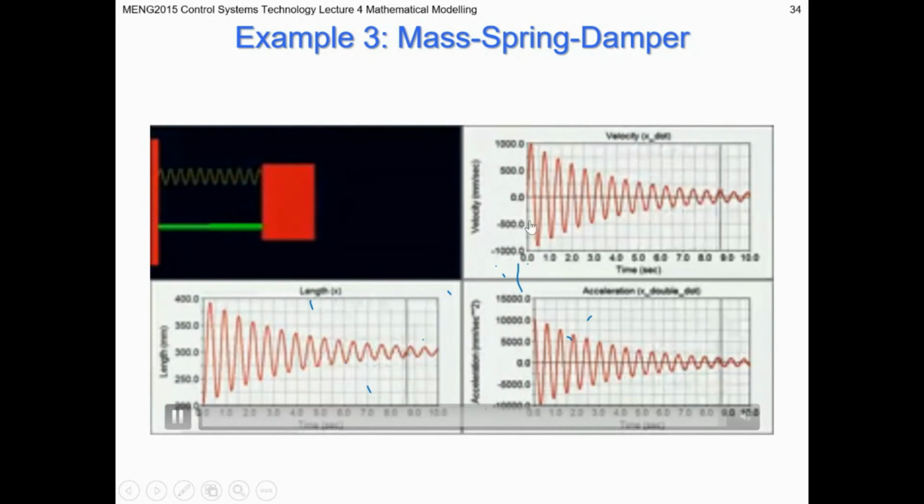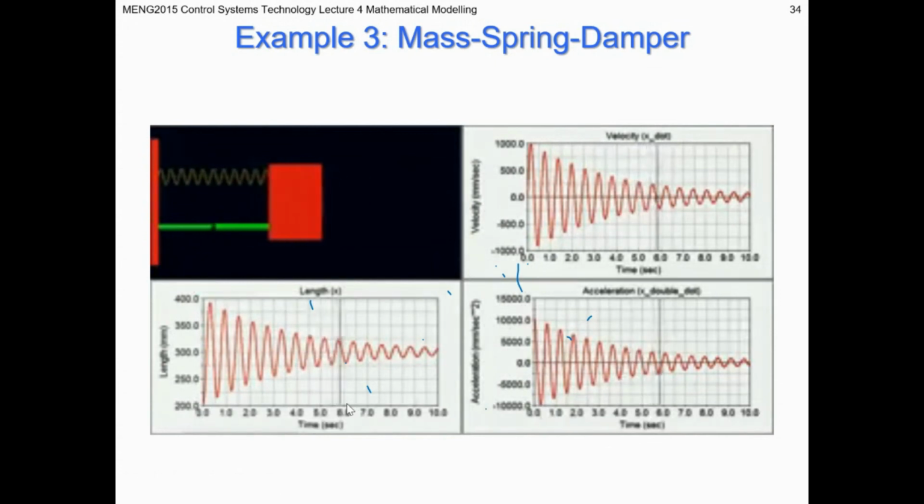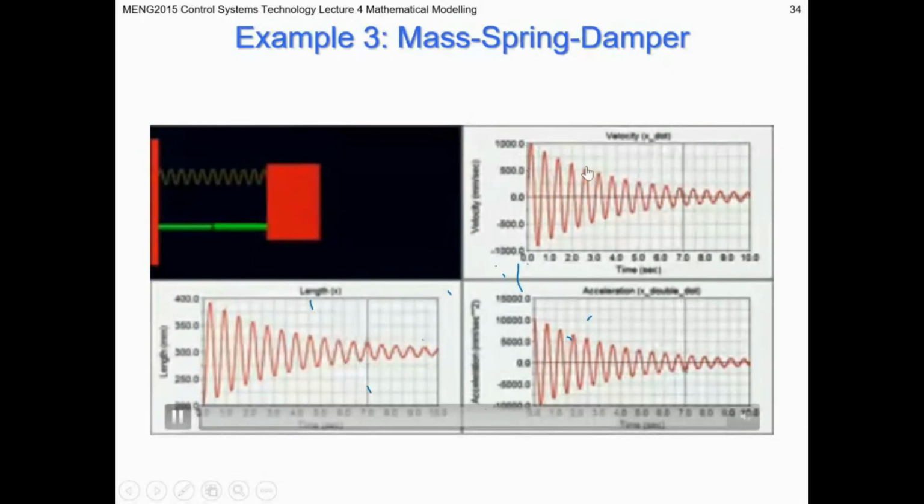Velocity follows the same profile, but of course velocity is the first derivative of this length, and then you have acceleration, which is the second derivative of the length. These three move out of sequence with each other, of course. You just see the damped oscillations eventually decaying in magnitude as time proceeds down to 10 seconds. The damping almost stops the mass from vibrating.